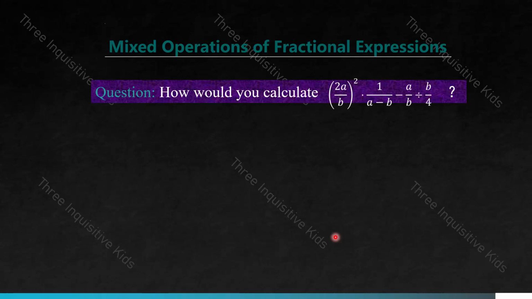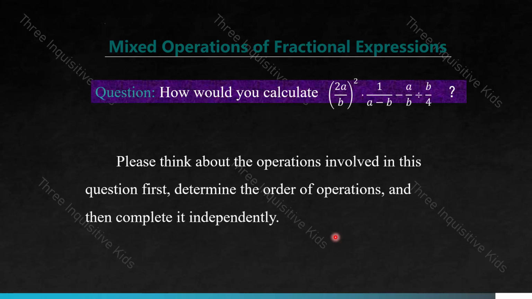Now we're moving on to the mixed operations of fractional expressions. How would you calculate 2a over b squared times 1 over a minus b minus a over b divided by b over 4? As you can see, in this expression we have exponents, subtraction, multiplication and division. Please think about the operations involved in this question first, and then determine the order of operations that you would solve them in, and then try to solve it independently. Pause the video and try it on your own first.